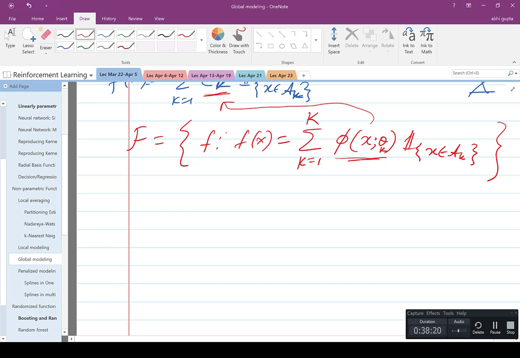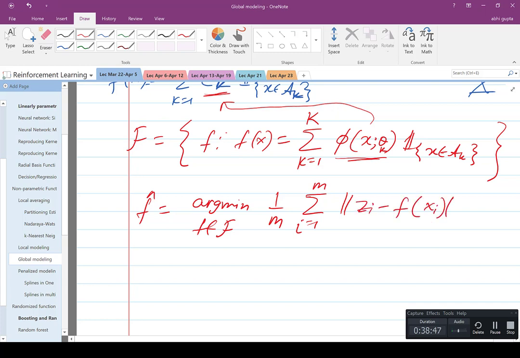So what's the optimization problem here? Well, you want your function f hat to be argmin of f in this space of functions F, such that you are minimizing 1 over m summation i equals 1 to m norm of zi minus f of xi squared. So this is your global modeling part and the kind of function you can get.